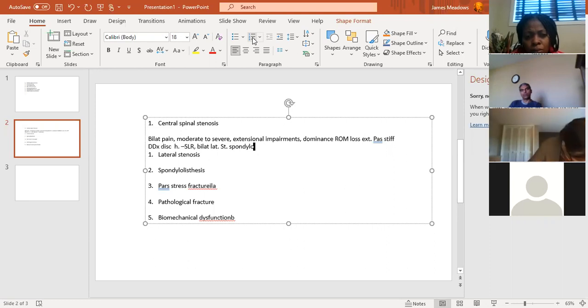Spondylolisthesis, rather. Is that okay? So now what have we got? What's the difference between a spondylolisthesis causing a central stenosis and degeneration causing a central stenosis? Severe degeneration, a couple of that. What's the big difference between the two?